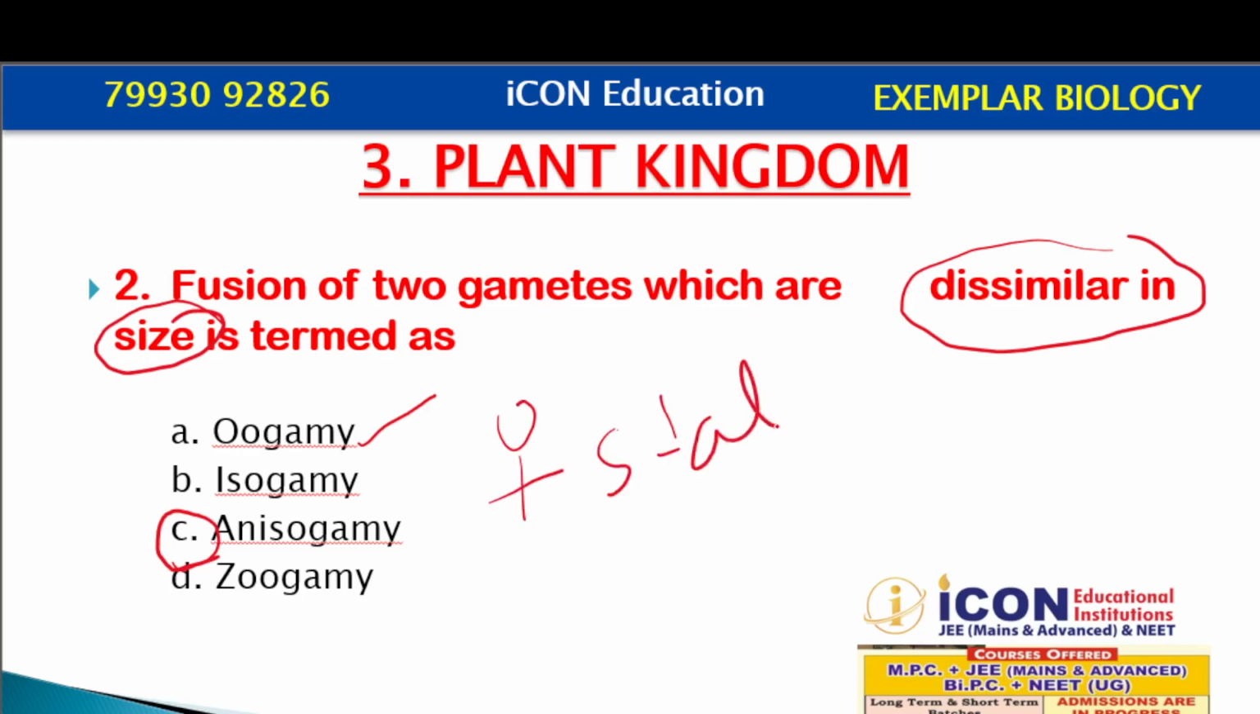static, that is stationary, and the male gametes are motile. Male gametes are motile. Female are static and bigger in size. Male are motile and smaller in size. So they are dissimilar in size, but another condition should also be given, that females are static and male is motile. Then you can go with option 1, Oogamy. But as such, nothing is given in the question, only they gave that they are dissimilar in size. We will go with option C, that is anisogamy. Okay.